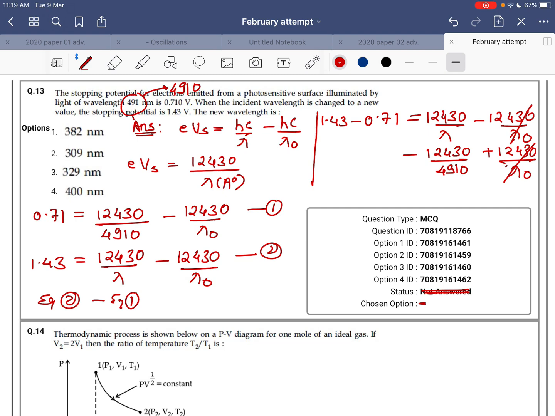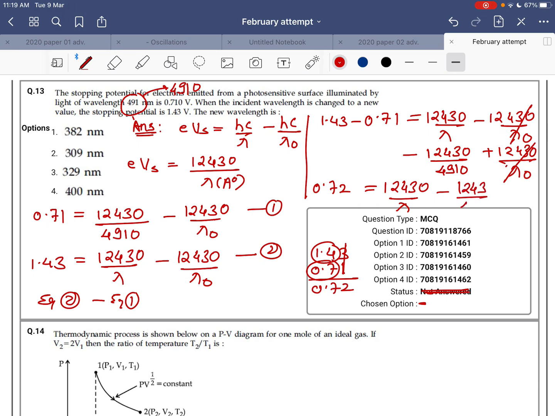Now 1.43 minus 0.71, this subtraction comes out to be 3.22, as you can check in the rough work. 1.43 minus 0.71, so 3 minus 1 will be 2, and 1.4 minus 0.7 would be 0.7. So I have made a mistake here. This would be 0.72, which is equal to 12430 upon lambda minus 1243 upon 491, the 0 getting cancelled.